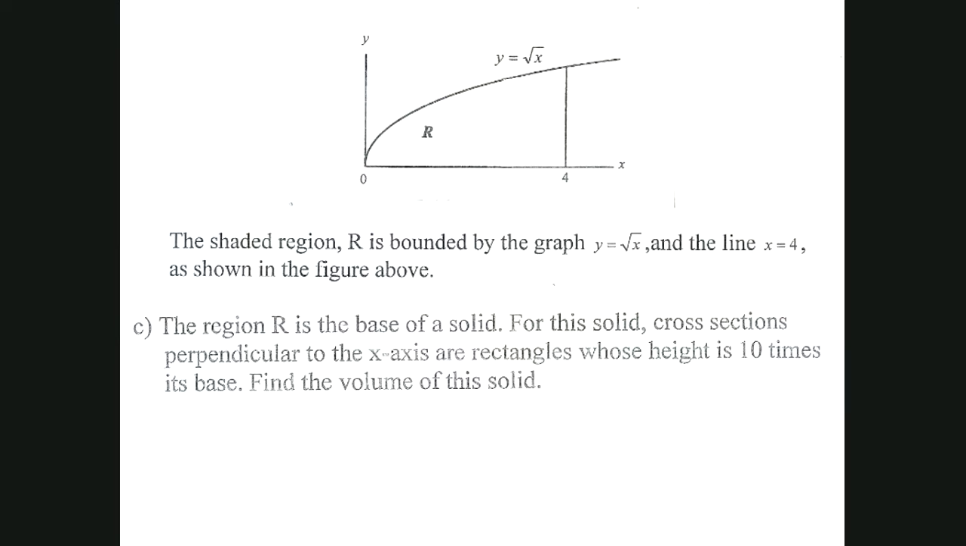For this solid, cross sections perpendicular to the x-axis are rectangles. Okay, so I just draw one rectangle in. My drawings aren't the greatest, but there's a rectangle whose height is 10 times its base, and find the volume of the solid. Well, a rectangle, so to find the area of a rectangle, I need to do base times height. Now I'm going to take the integral from 0 to 4.